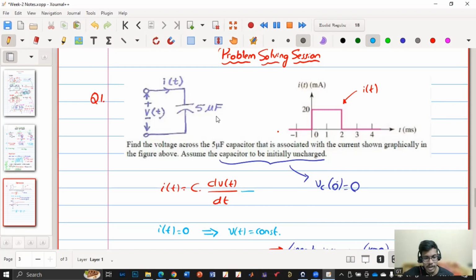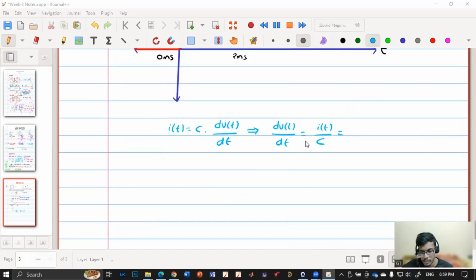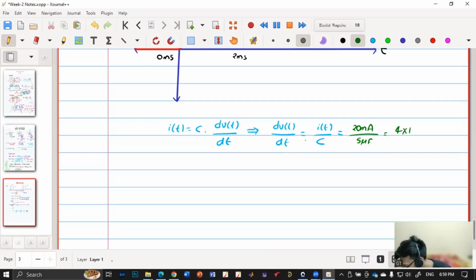20 milliampere and 5 microfarad, right? Yes, 20 milliampere and 5 microfarad. So it will be 4 into 10 to the power 3. So the slope at which the voltage is increasing is 4 into 10 to the power 3.